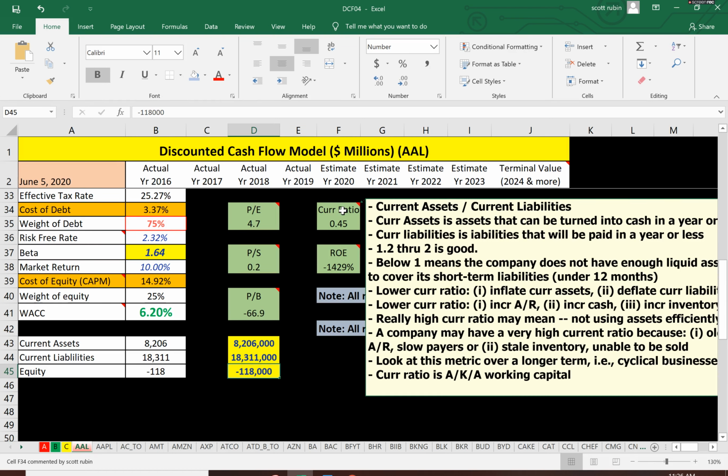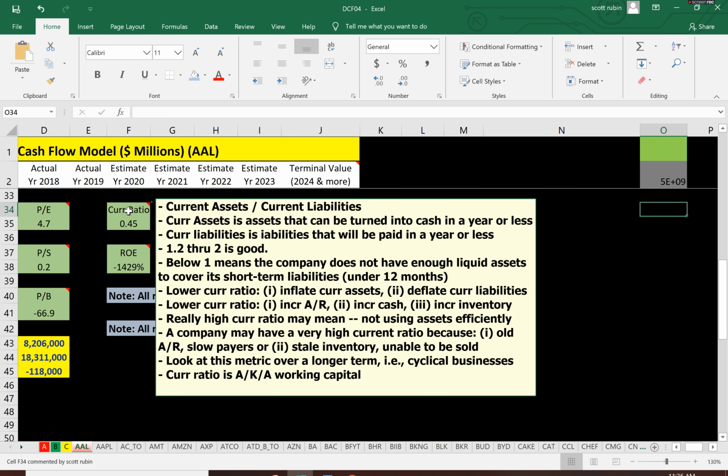A current ratio is current assets over current liabilities, and current assets are just assets that can be converted to cash within 12 months, and current liabilities are what you owe within 12 months. So if the current ratio is under 1, that's really bad. That means you can't even cover your short-term liabilities. That means you won't even be able to pay all your suppliers and vendors and all your debt holders this year. So what happens? They just take on more debt, or they go bankrupt. That's only two options.